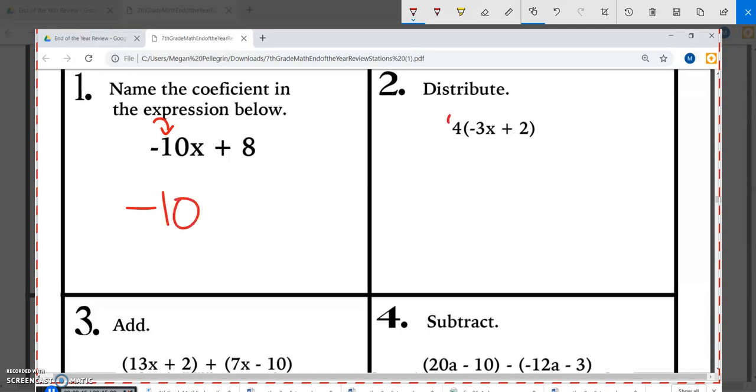Number 2, distribute. Distribute means to multiply what's on the outside times everything on the inside. So 4 times -3 is -12x, and 4 times a +2 is a +8.